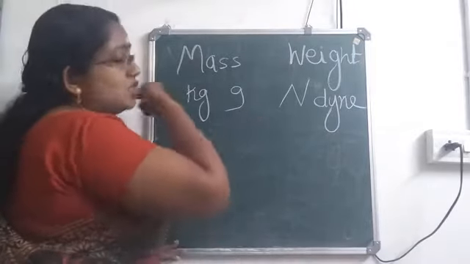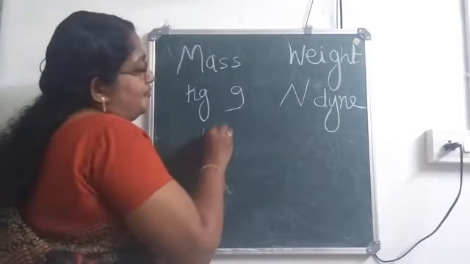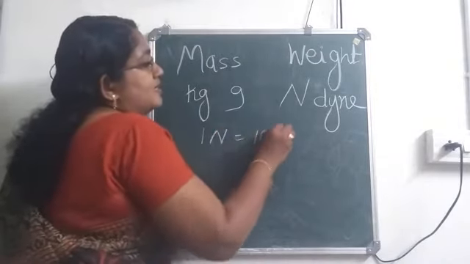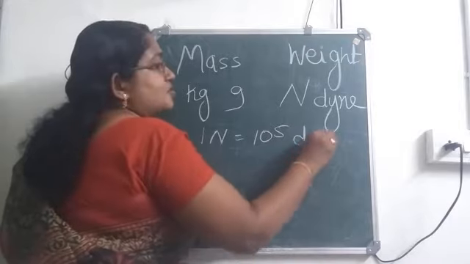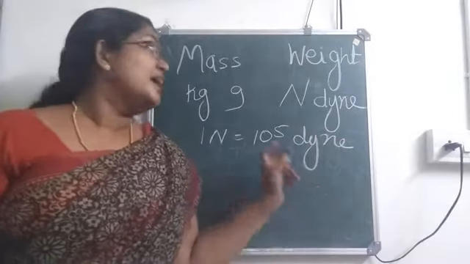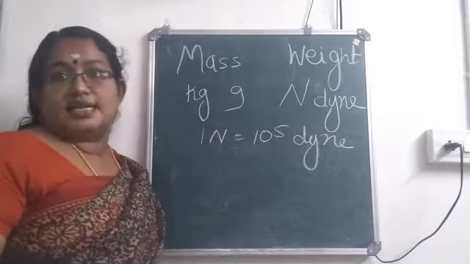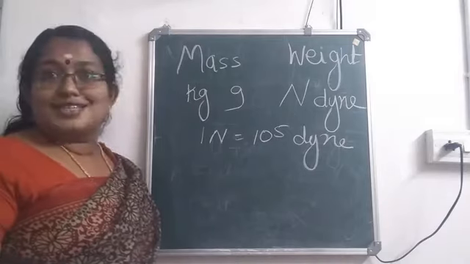Now, what is the relation connecting SI and CGS units of weight? 1 Newton is equal to 10 raised to 5 dyne. Okay, so this also you have to keep in mind. 1 Newton is equal to 10 raised to 5 dyne. So these are the SI and CGS units.